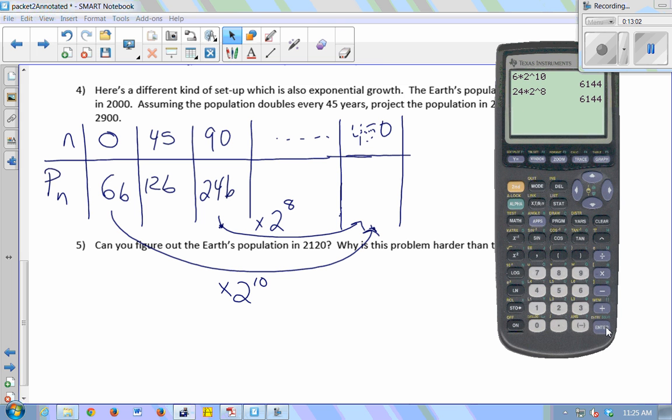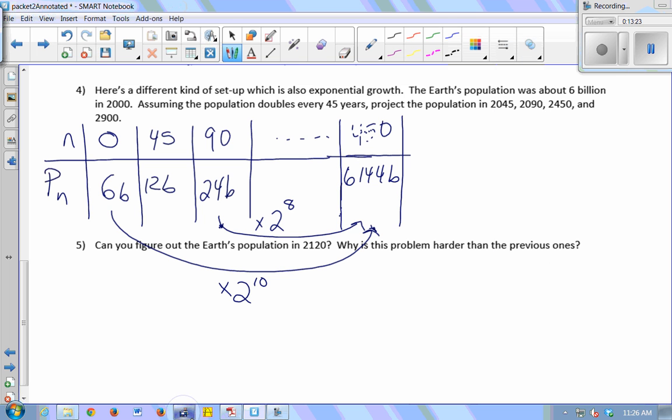So 6,144 billion. We'll just leave it in billions. Or you could write 6.144 trillion. Some people were writing out zeros or using scientific notation. All fine also.